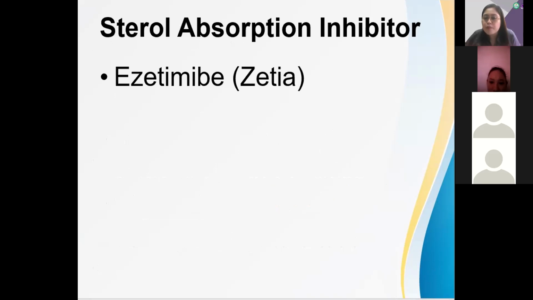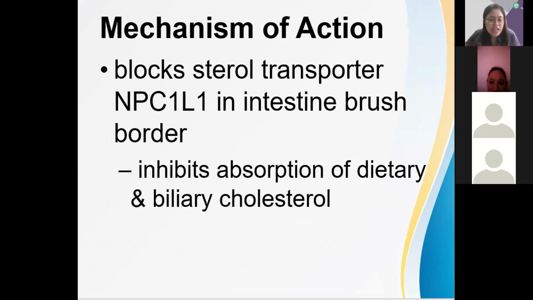Ikalima, we have the sterol absorption inhibitor. We only have one drug here, the ezetimibe, brand name is Zetia. Ang mechanism of action niya is, this one is a different one ha, receptor inhibitor siya sa receptor called sterol transporter NPC1L1 receptor ha na makita sa atuang intestines.